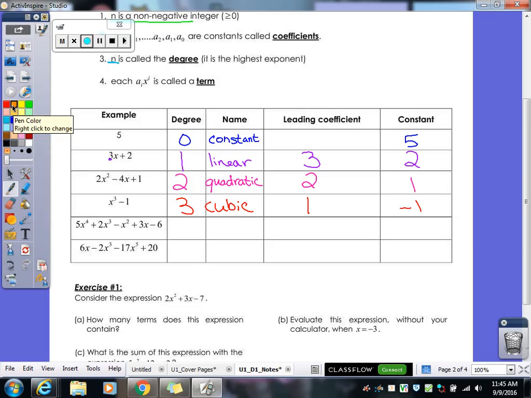Okay, next one is a degree 4. Do you guys remember what a 4th degree is called? Quartic. Good job. Our leading coefficient is a 5. And our constant term is -6.